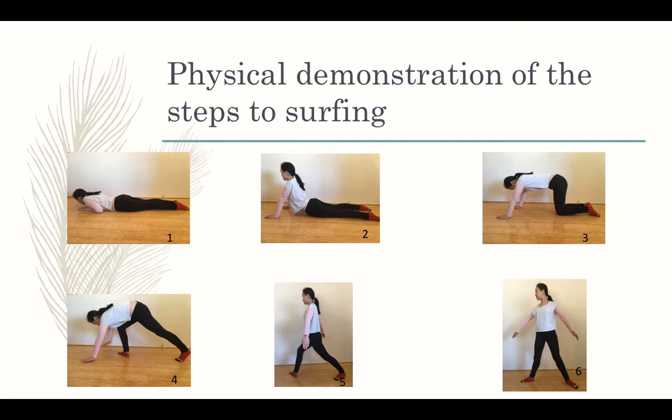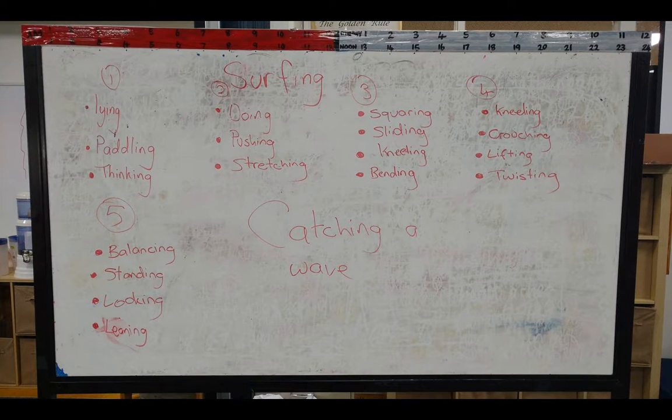Now, at each step, I got the student to pause, and the students were to brainstorm all the verbs associated with the pose and also transitioning to the pose. So these are all the verbs we came up with together as a class. So we've got lying, squaring, twisting, balancing, looking, leaning, etc.